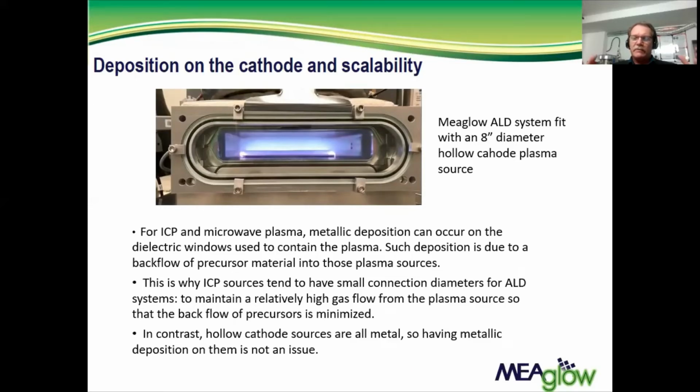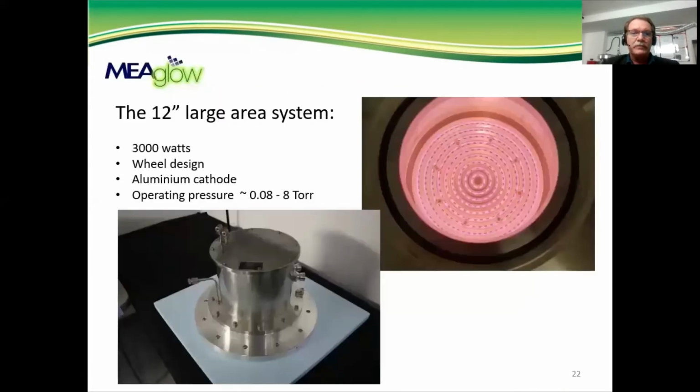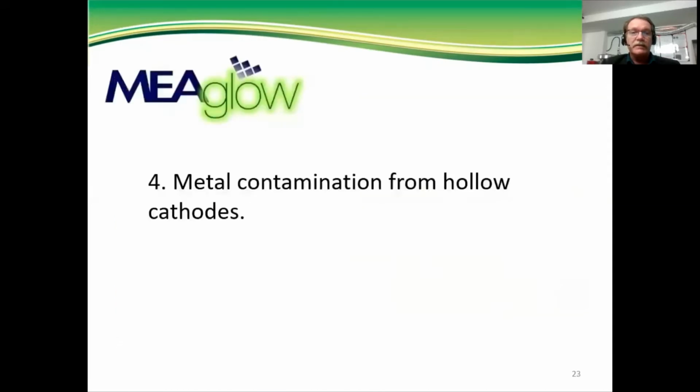So it's not ideal, but with our source, with the hollow cathode, having a large area source, you have a high density source at the same area as the substrate, which is quite a lot better in many situations. So this is our largest plasma source that we've developed using this 3rd generation design. It's actually an aluminum source operating between 0.08 and 8 torr. And I'll show you how we got there in a second.